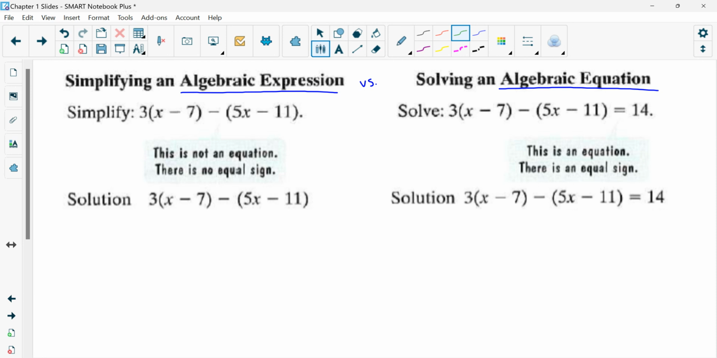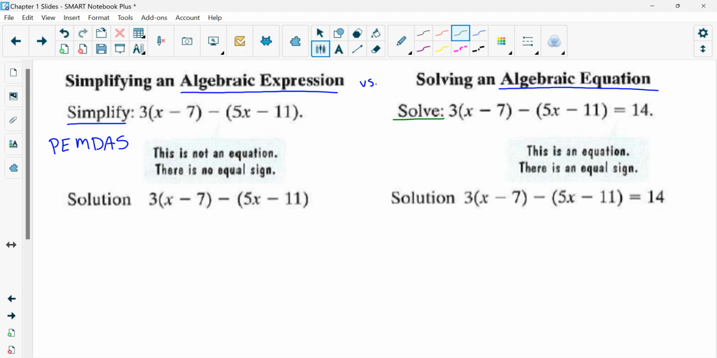So the first thing you might notice is when it is an expression, again, there's no equal sign. Because once you have an equal sign, then it's an equation. That's the definition of equation. Equation has to have an equal sign. You also kind of want to notice the difference in directions. When it's an expression, it says simplify, but when it's an equation, it's going to say solve. When you see that word simplify, simplify means to follow PEMDAS. And it just means get this expression into the most equivalent form by using PEMDAS.